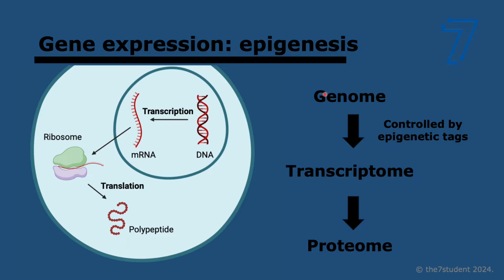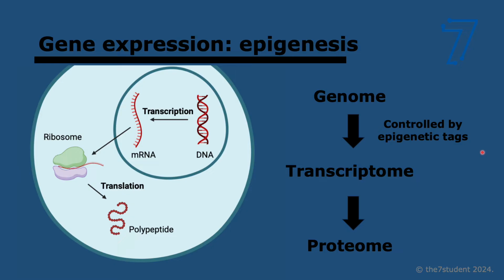The genome stays unchanged. We always have the same genome. However, the transcriptome changes, right? Only the phenotype is affected. So gene expression, right, epigenesis, basically using different epigenetic tags to express some genes or others, is how we link the genotype to the phenotype, right?